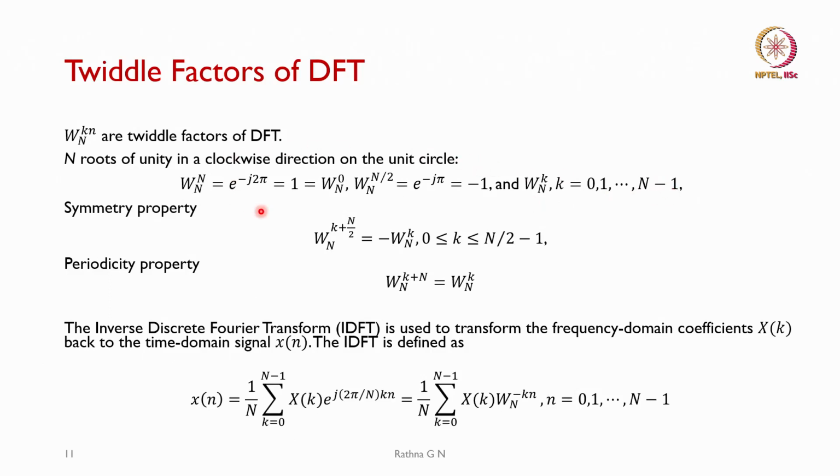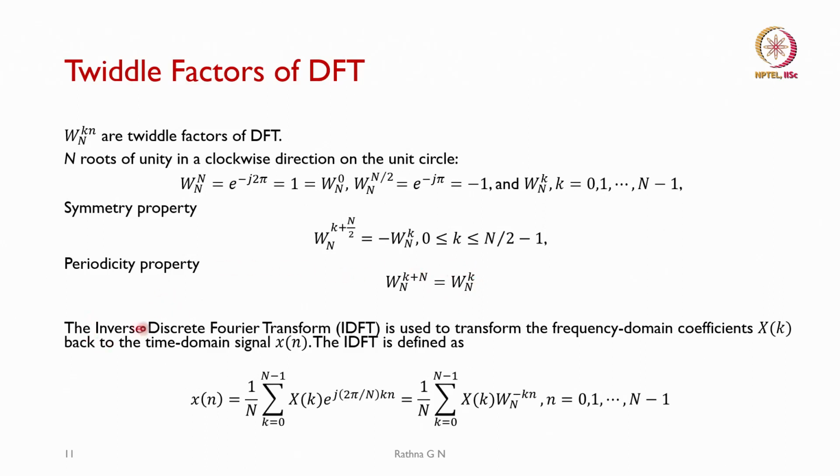So, if we extract the symmetry property, then what happens? We can split this into two parts, that is W n k plus n by 2 is equal to minus W n k, where k is in between 0 to n by 2 minus 1. And if we consider the periodicity property, then what happens? W n k plus n is nothing but W n k.